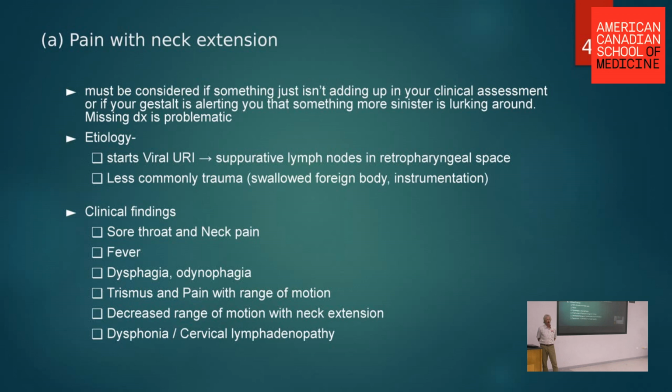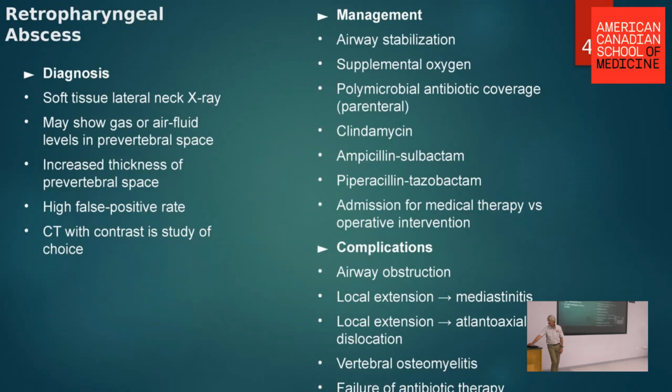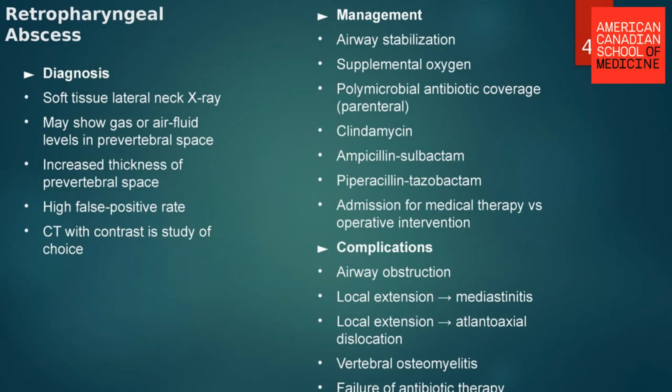It can be if there's been instrumentation or a procedure done. Clinical findings: sore throat with a pretty normal looking throat exam, fever, dysphagia, difficulty swallowing, odynophagia, which is pain with swallowing. Again, trismus and pain with range of motion, trismus being difficulty opening the mouth, decreased range of motion with neck extension, dysphonia, their voice sounds a little bit funny, and they're going to have anterior cervical adenopathy. We'll show you what a soft tissue x-ray of the neck looks like in a second. If you see gas or air in the soft tissue, that's an ominous sign.